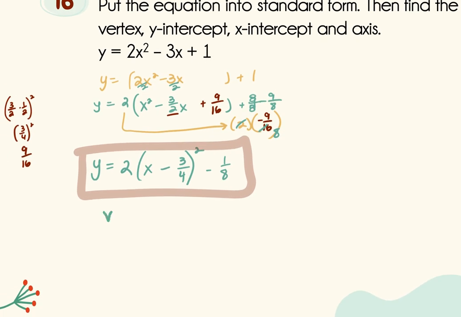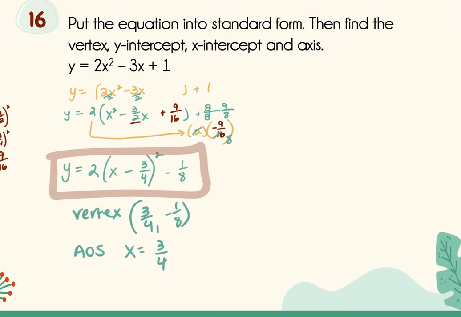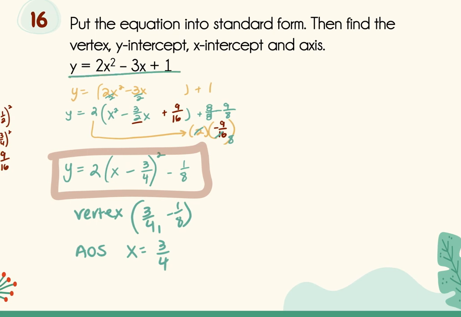What's your vertex? 3/4 and? 1/8. -1/8, good. What's your axis of symmetry? Good. For your y-intercept, go to the beginning. What would you get if you plugged in zero? 1. And then your x-intercept?